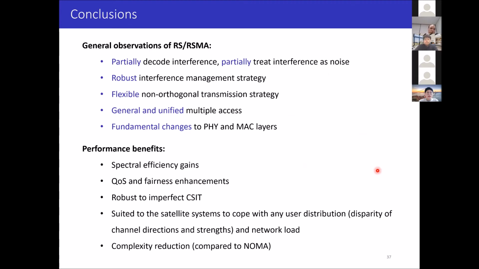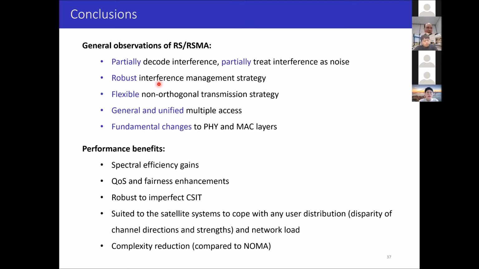So to conclude, rate splitting relies on partially decoding interference and partially treating interference as noise, which enables you to bridge fully treating interference as noise and fully decoding interference. You can view this as a robust interference management strategy because it's robust to imperfect CSIT. It's flexible because it's flexible to any interference level you have in the network. It's general and unified because you can relate to SDMA, OMA, and NOMA as sub-strategies of that framework.